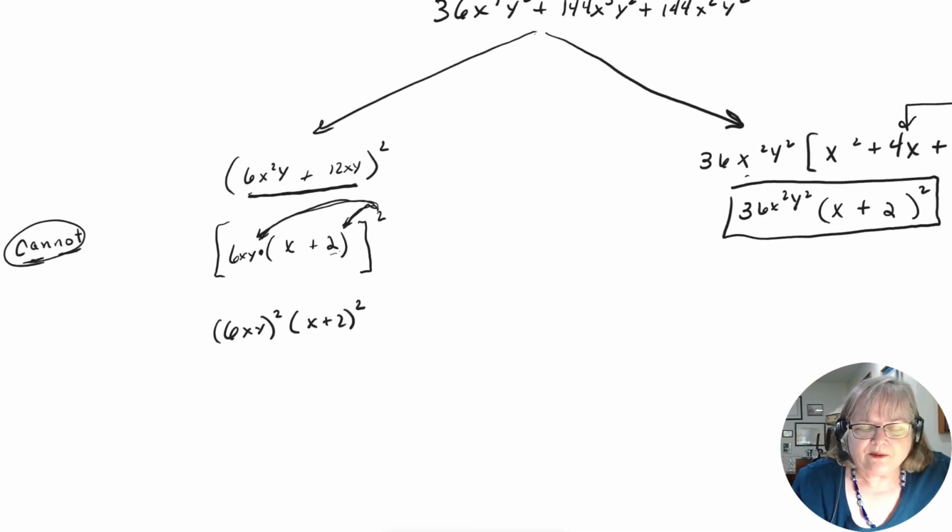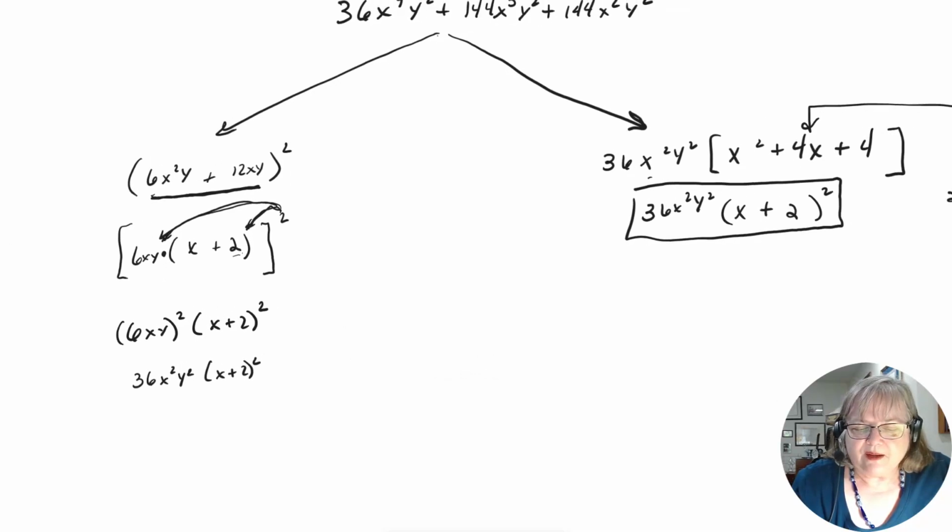So this is 6xy squared, x plus 2 squared. So 6xy squared is 36x squared y squared, x plus 2 squared. And it's the same answer.